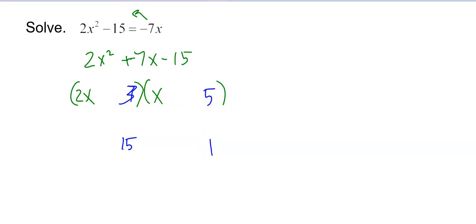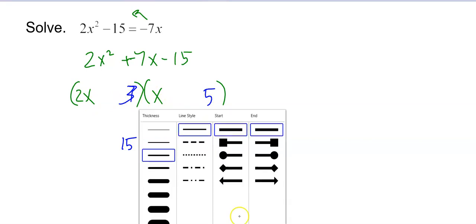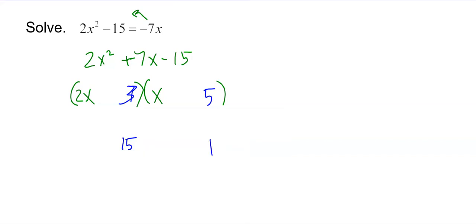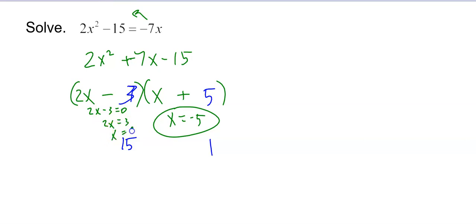So 3 and 10 could work if one of these is negative, we said, right? So let's see, the bigger number has to be positive. So 10, that's going to be negative. So that'd be 10x minus 3x is 7x. Negative 3 times 5 is negative 15. That works. So our solutions are x equals negative 5. And go ahead and set this one equal to 0. So 2x equals 3. So x equals 3 halves.